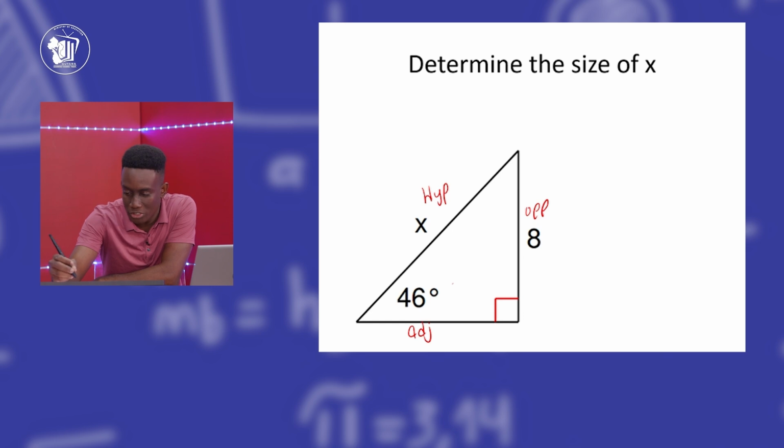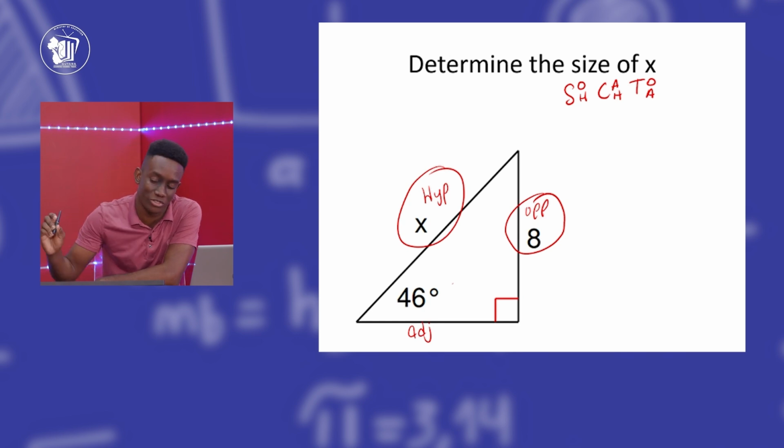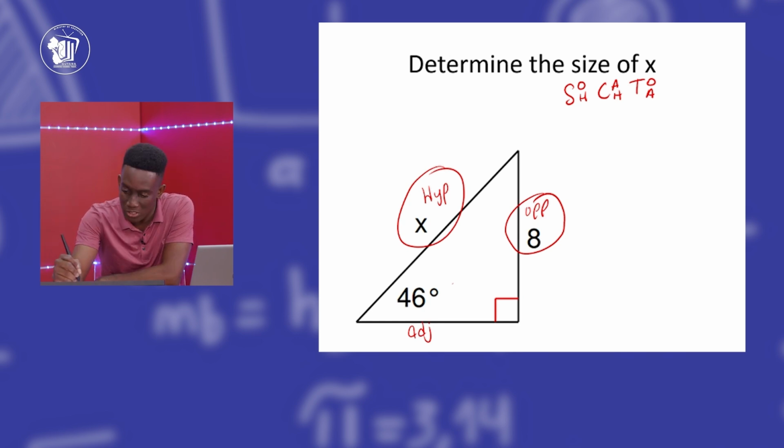So let's put down our ratios. Some old horses can always hear their owners approach. So we see in this case, we are given the opposite and we want to find the hypotenuse. Let's look at which ratio has those two combinations: opposite and hypotenuse. We see the sine ratio has that, so we'll use the sine ratio.